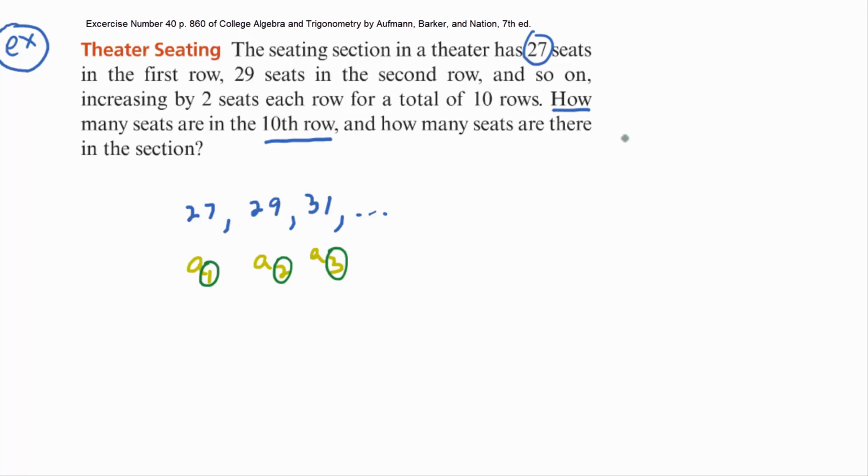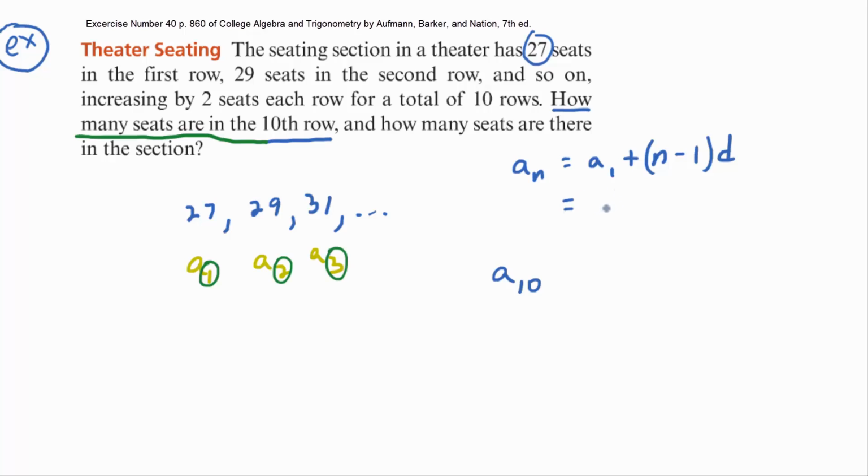So in this first part of the sentence, how many seats are in the 10th row? Symbolically, A subscript what is it asking us to find? It's asking us to find A10. All right, so A10 is what we're looking for. I suppose we could find it recursively, but let's work on the explicit formula. What would the explicit formula An be? Since you probably don't have it memorized yet, it's A1 plus n minus 1 times d. Can you fill this in for me?